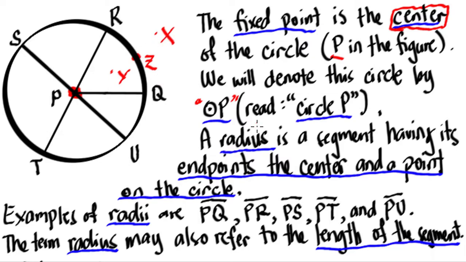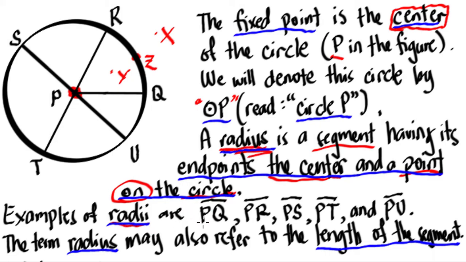Now, next in our definitions, a radius is a segment. I hope you know what a segment is, right? It's a line segment. A segment is a line with two endpoints, having one endpoint on the center and one point on the circle. So, some examples of radii. Anyway, the plural of the word radius, by the way, is radii.